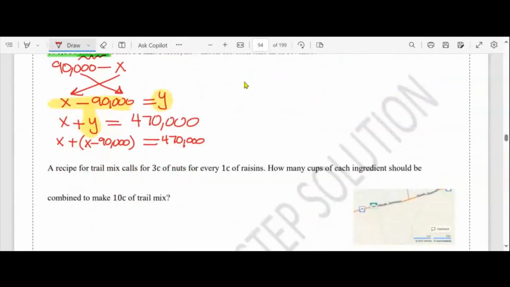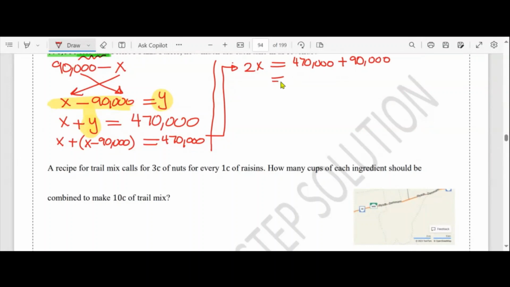470. Up to here is clear? Now, X plus X, 2X. Negative 90. Can I move negative 90 to the other side? Yes or no? It becomes what? If you add this together, how much? 9 and 7 is how much? 6, right? Correct? And then you add 1 here, so it's 506.